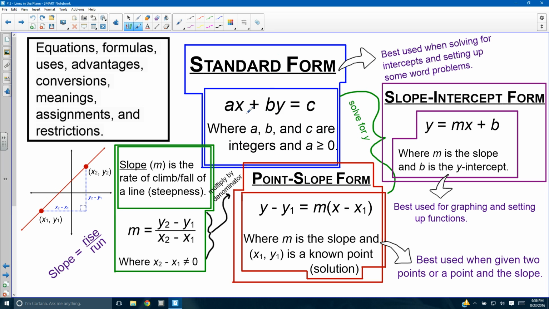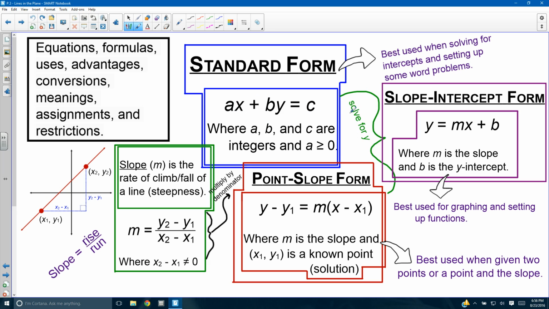Standard form is something that you actually don't use all that much when it comes to graphing. There are some benefits to it, like when you're solving for intercepts and setting up some word problems. I'll make sure to give you that. Most of the time you're seeing integers here. A is going to be a positive integer.